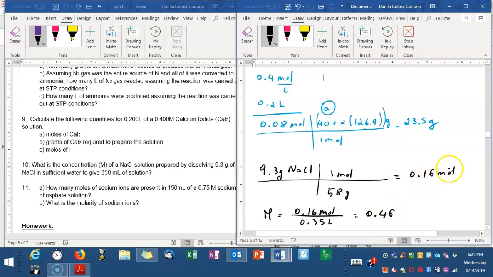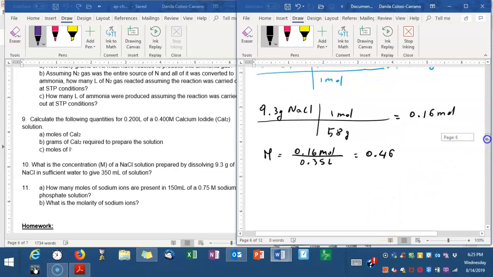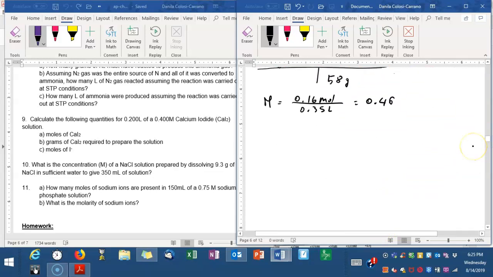Okay, and then number 11, how many moles of sodium ion are present in 0.15 liters of 0.75 molar sodium phosphate? This is easy also because sodium phosphate, phosphate is a 3, this is 3. So this one breaks down into 3 Na plus and PO4 3 minus.